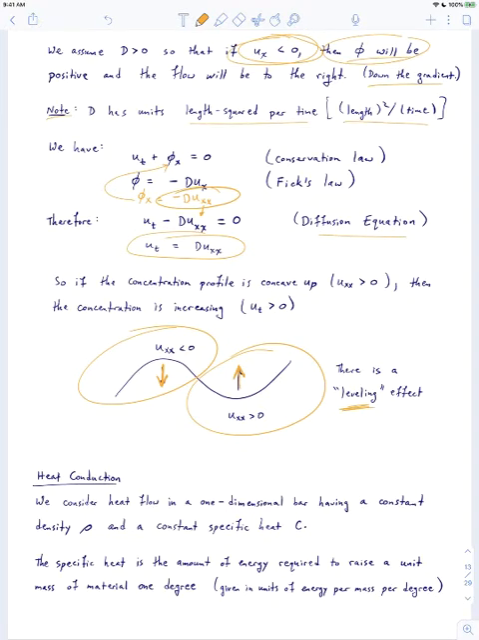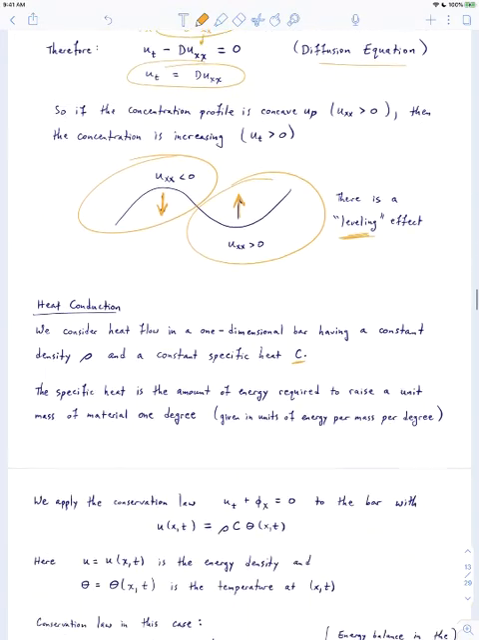Let's talk about heat conduction. We consider heat flow in a one-dimensional bar having a constant density ρ and a constant specific heat C. The specific heat, or the specific heat capacity, which is why it's called C, is the amount of energy required to raise a unit mass of material by 1 degree. It's given in units of energy per mass per degree.